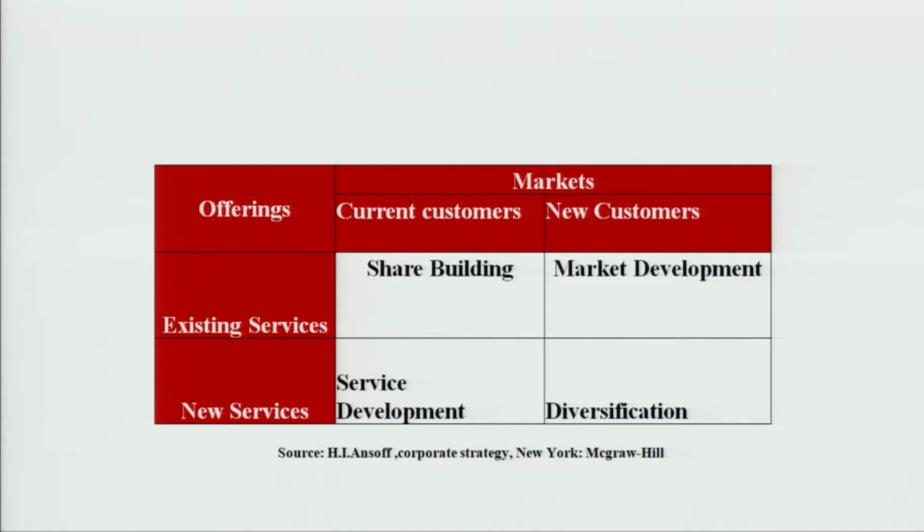The first parameter, market, is also divided into two aspects: current customers and new customers. And the offering means the service that the service firm is already providing to the customer, that is, existing services.